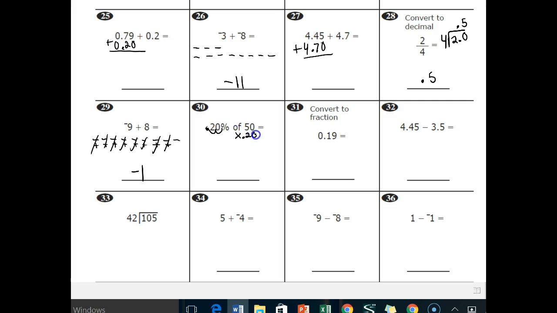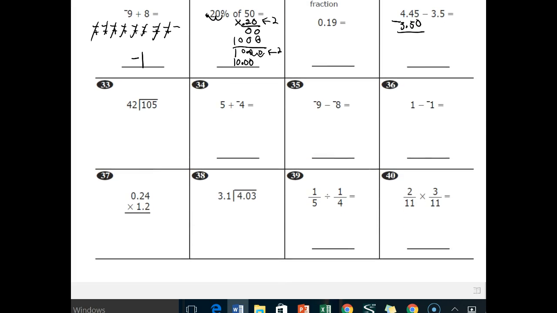So 50 times 0.20. 0, 0, lay an egg, 0, 10, add them up, and my answer is not 1,000 because I had 2 decimal places here, so I'm going to swoop twice in the end, so once, twice, 10.00. Number 32, make sure you line them up, and then add a 0 and subtract. Problem like 34, I have 5 positives and 4 negatives. They all cancel out. I'm left with 1 positive, so my answer is +1.